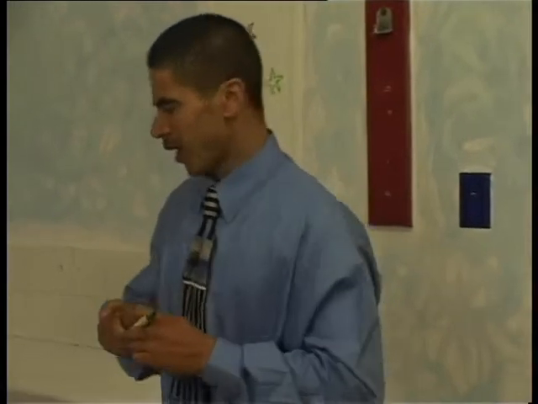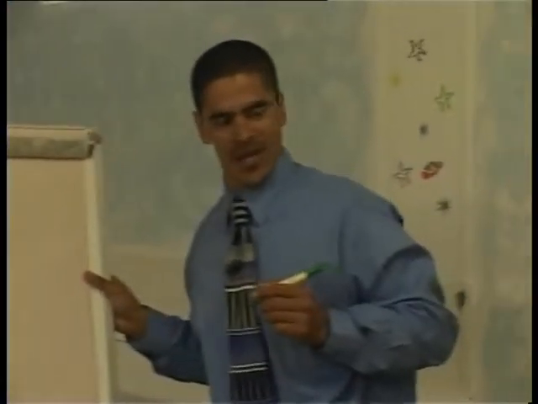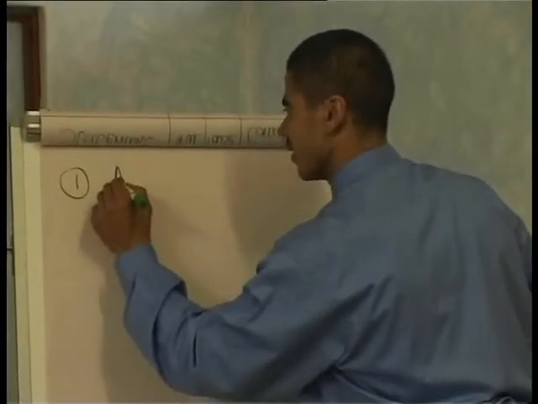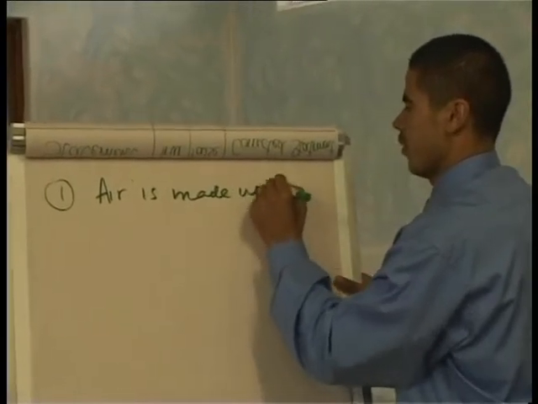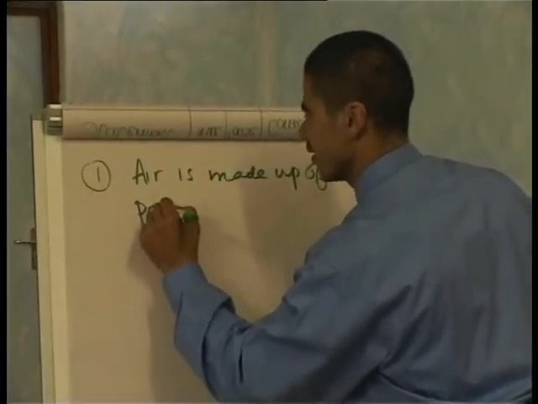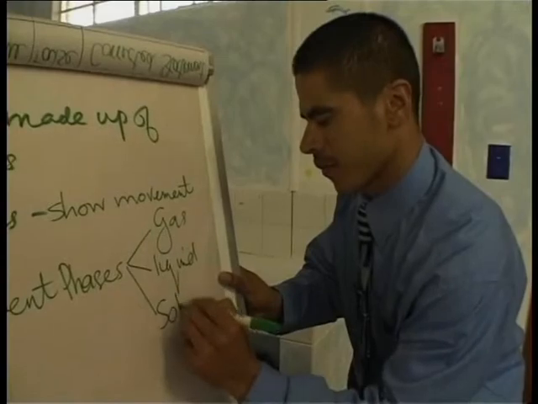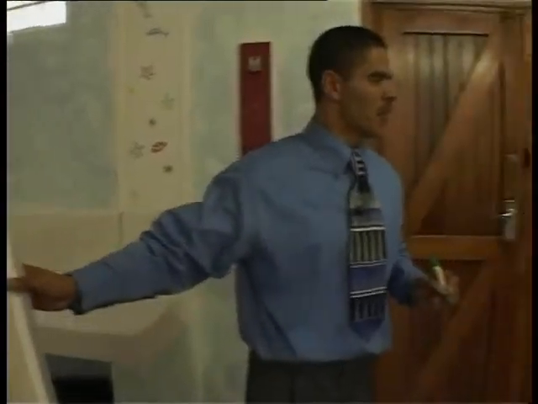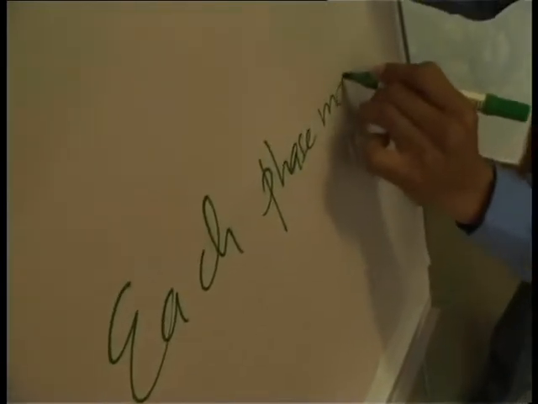We just need to recap. At the end of the lesson, it is important that the teacher summarizes the main points again. This focuses the learner's attention on what the lesson was about. Air is made up of particles. They exist in different phases: gas, liquid, solid. And very important, in each phase, the movement varies.